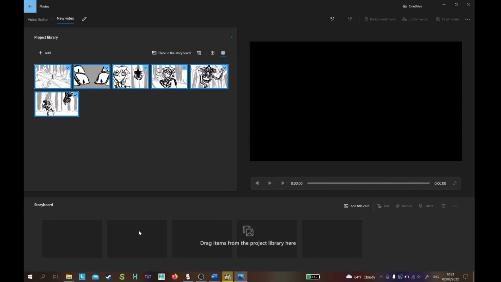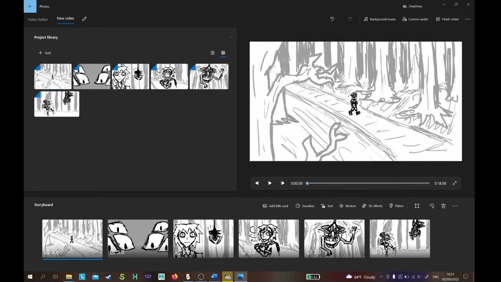And that also counts for here. You can put them into your storyboard one at a time. It's actually called the storyboard. You can select them one at a time or select all of them. It works to select all of them as long as you do it in order. And then put them in. These should all be in order. Yep, there they are. And then it already makes a video.